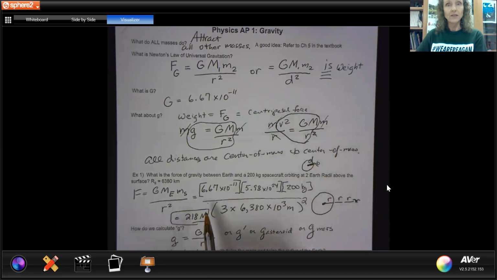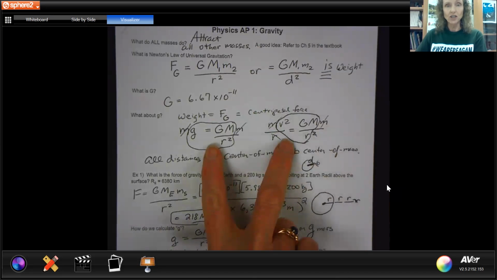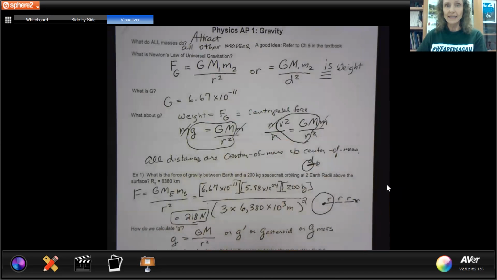But everybody, I want to remind you about what we did. We made some new equations by recognizing that weight is the same thing as gravitational force, and that gravitational force can be centripetal force. So we're going to play with those a little bit today.